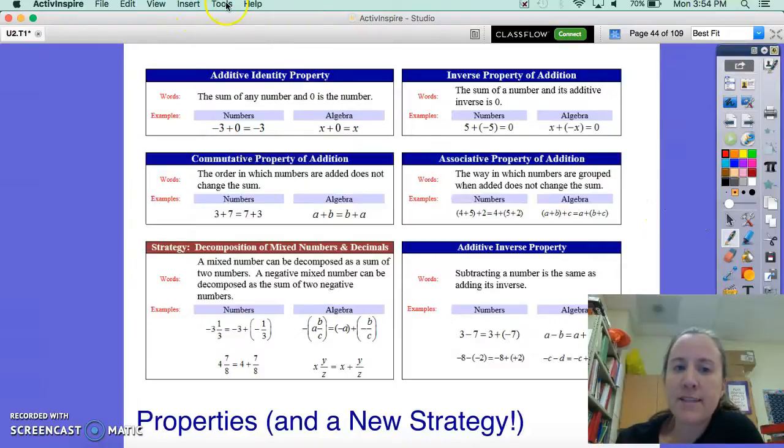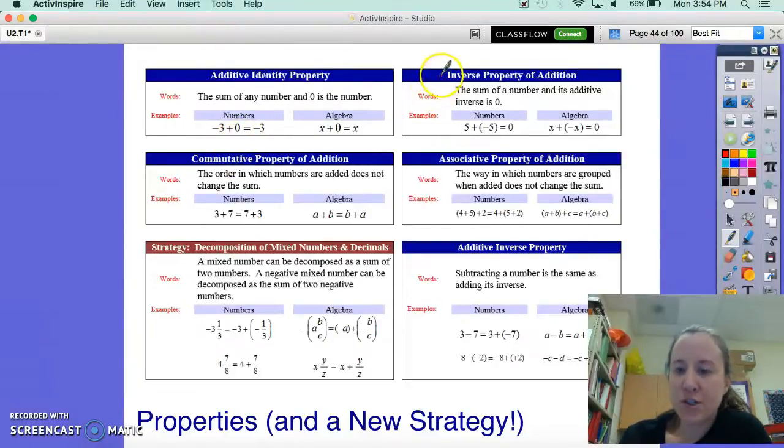So additive identity property, first of all, is just the sum of any number and 0 is that number. And in all of these, you have numbers examples and algebraic examples. So this is anytime you add 0 to a number, you don't change the sum.